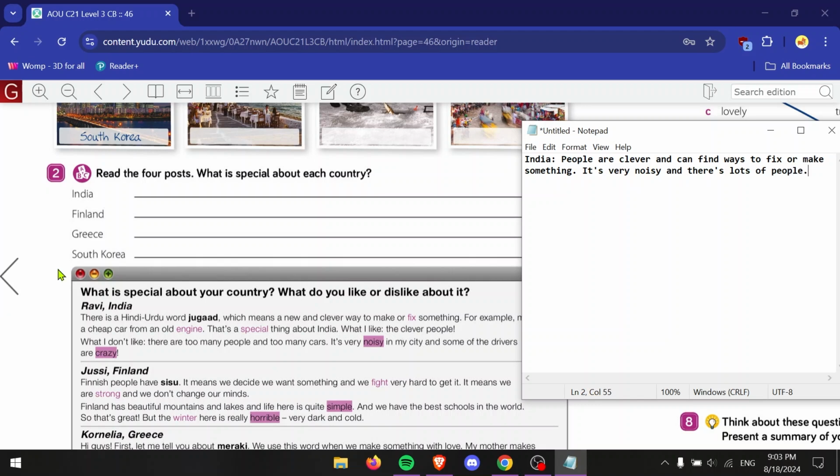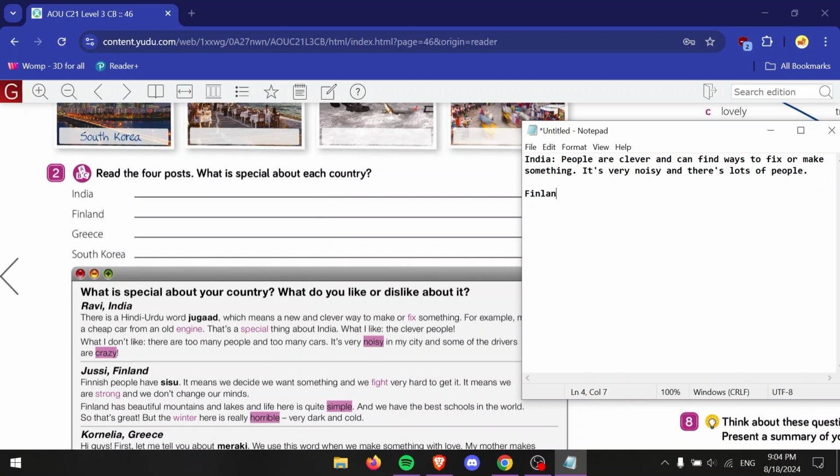And again, these are not things that I'm bringing from my own mind. These are all in the text right here. It's very noisy in my city, and some of the drivers are crazy. So you don't have to write it as is, but it does have to be similar to what is being written in the text. At the end of the day, we're getting our information from the text.